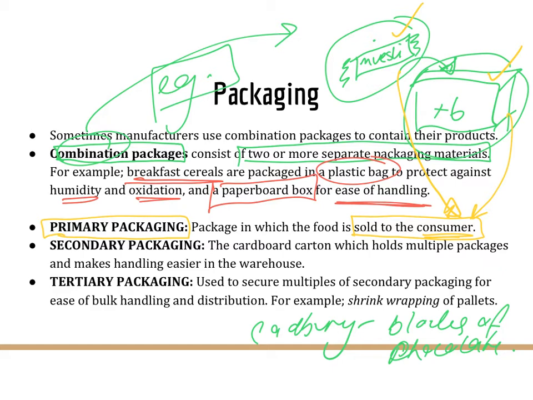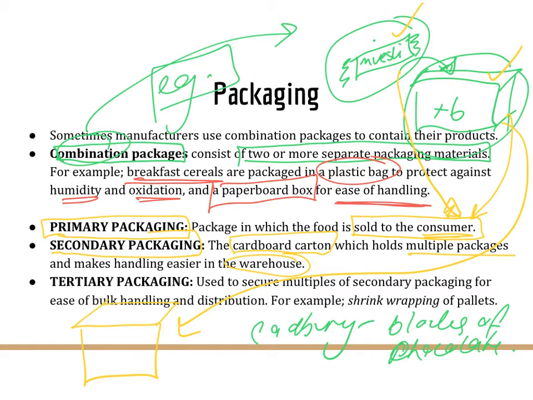Now, the second type of packaging is secondary packaging. Now, this is basically the cardboard carton, which holds many, many packages and makes handling easy in the warehouse. So imagine that you've got lots and lots of boxes of muesli bars in a bigger box, and it does contain maybe a 24 pack of the 6 boxes of muesli bars. So this does ease handling in a warehouse.